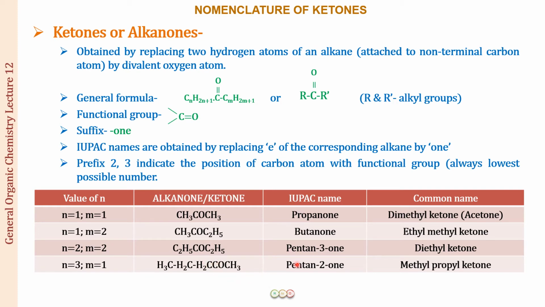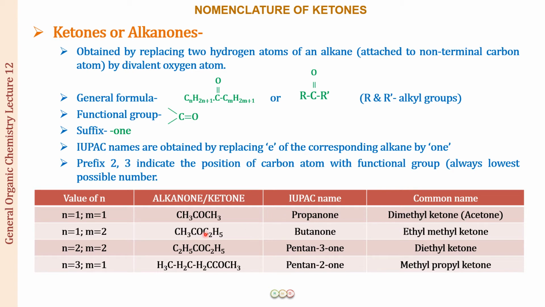Okay, so this is going to be pentan-2-one. Now I hope you can assign the functional groups very well. You all know that very well. Now coming to the common names. When you write the common names, you write all the alkyl groups present and put a ketone behind that.